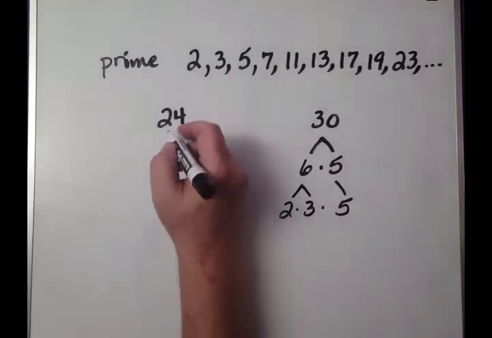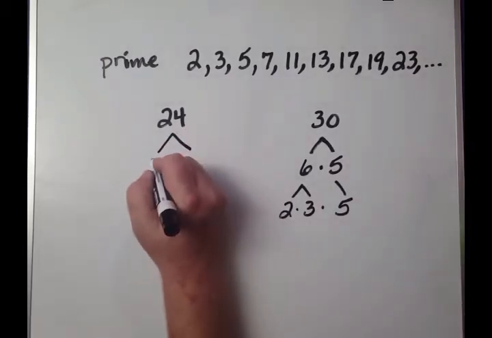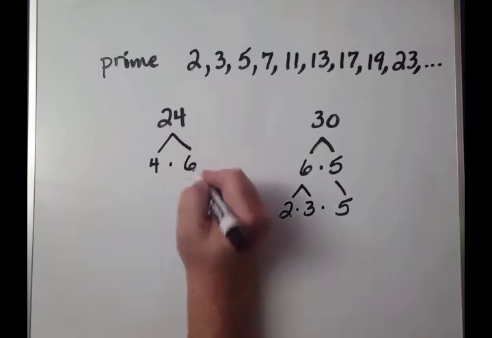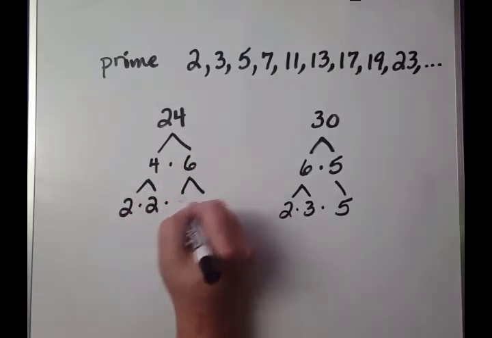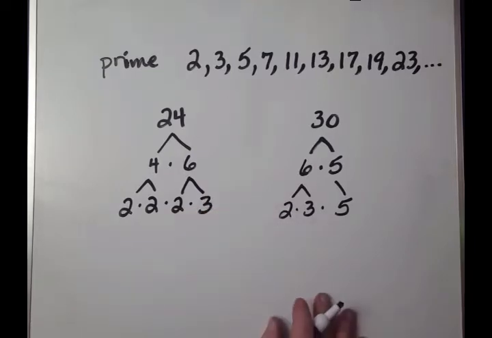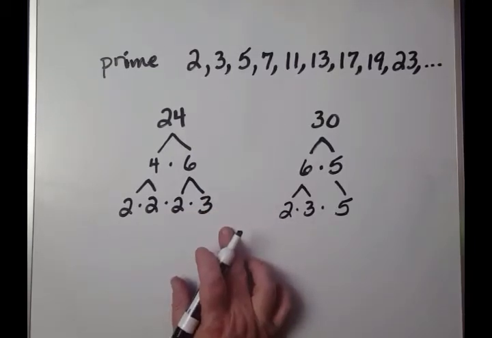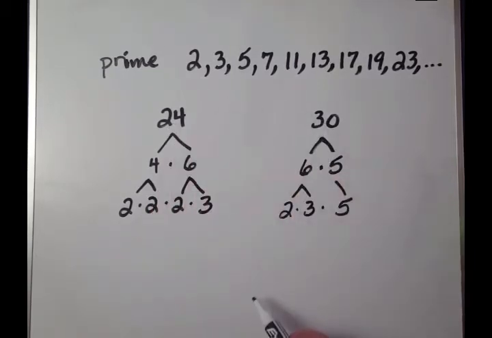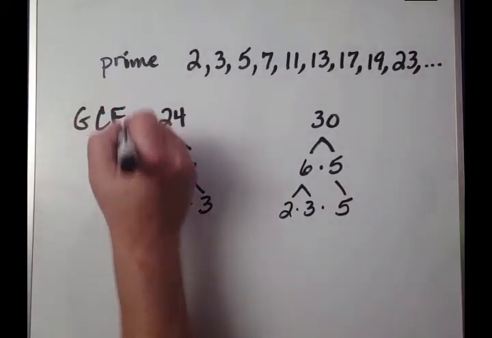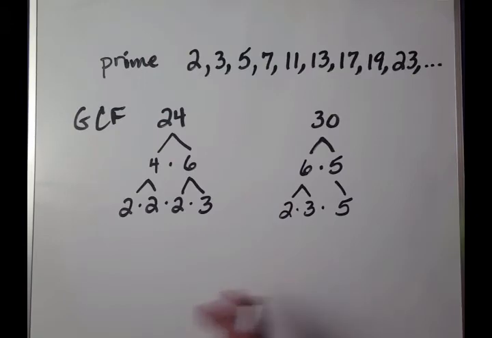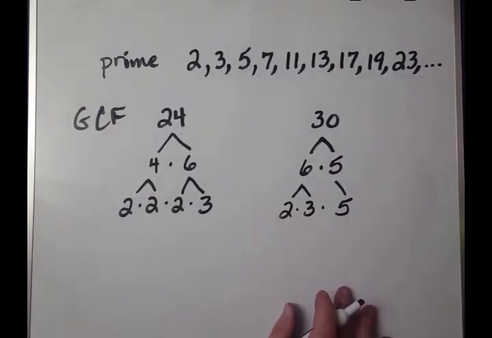Let's prime factor this 24. One way to do this is 4 times 6, which is 2 times 2 times 2 times 3. All primes. I've prime factored the 24 and the 30 that we were talking about earlier, and I'm still wondering, what is the greatest common factor? When we made our list a minute ago, we discovered the greatest common factor was 6.